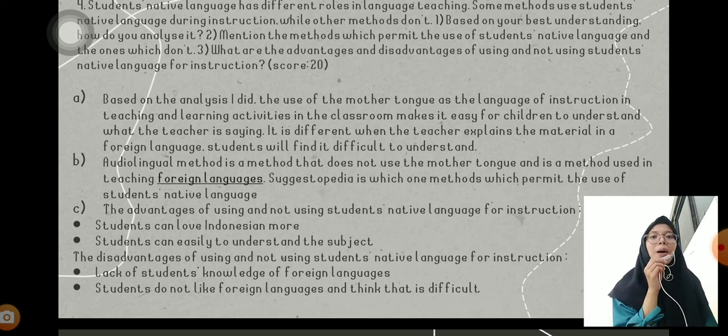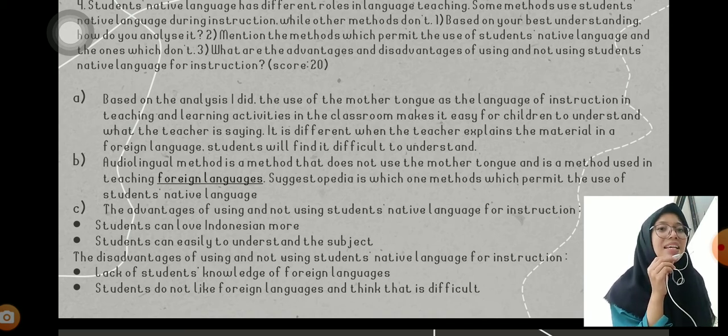Okay. Based on the analysis I did, the use of mother tongue as the language of instruction in teaching and learning activities in the classroom makes it easy for children to understand what the teacher is saying. It is different when the teachers explain the material by using a foreign language. Students will find it difficult or cannot understand.